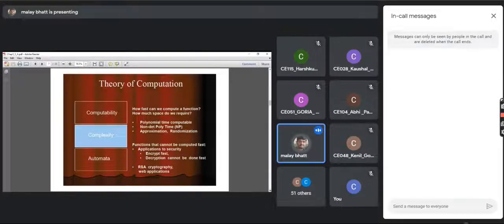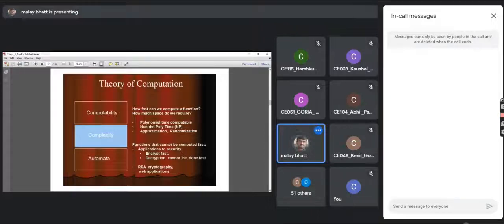So there are some functions that cannot be computed fast, for our betterment. Like if we consider an internet banking password, the encryption of that password should be very fast, because when you enter the password, it is transferred via the network in the form of encryption. So encryption should be fast, it should not take so much time. But on the other hand, if someone wants to decrypt the password entered by the user, then decryption should not be fast.